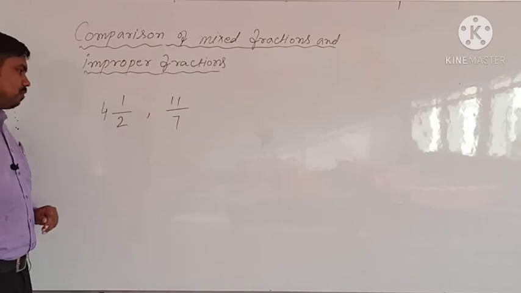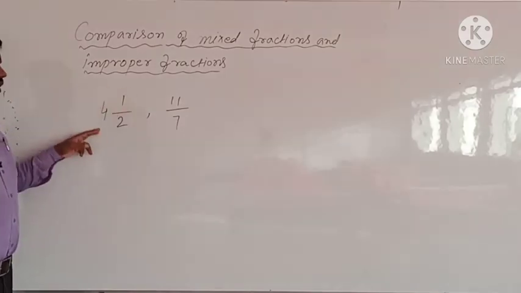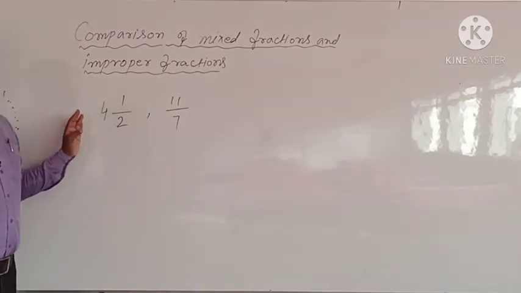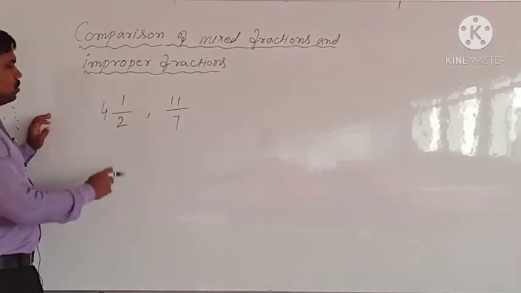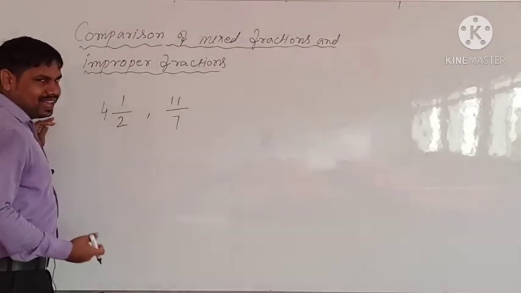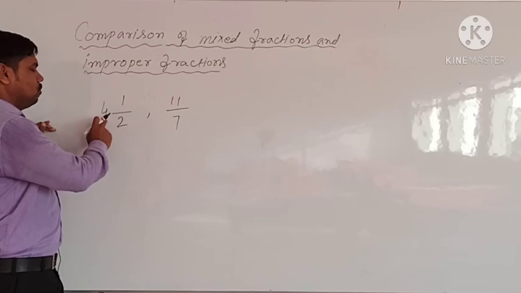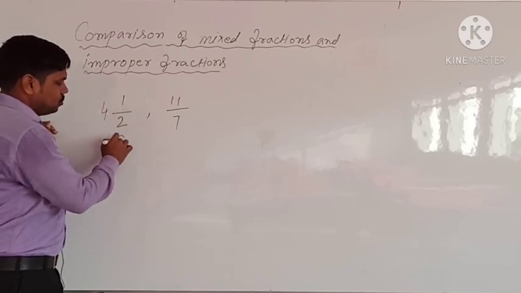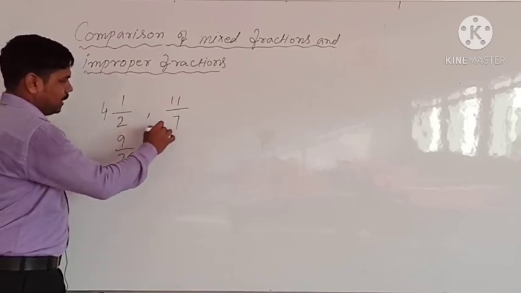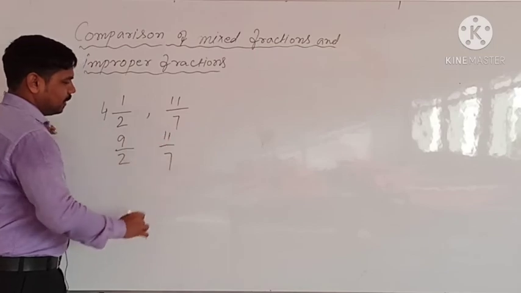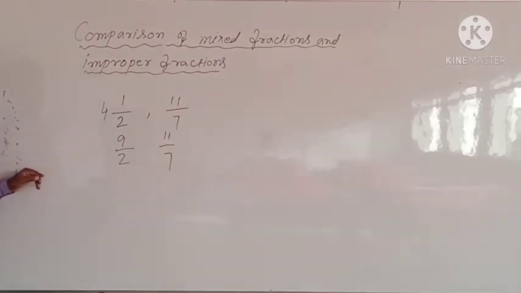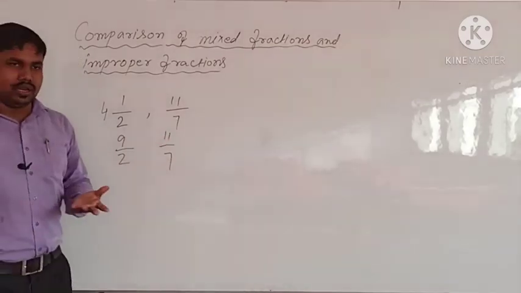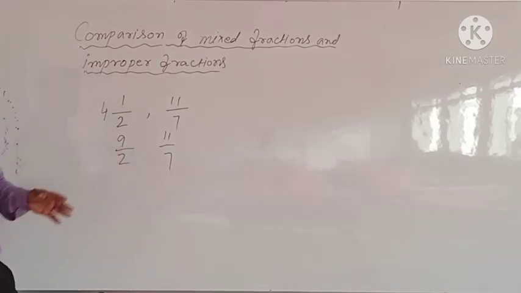So first, the most important thing is to convert this mixed fraction into an improper fraction. So 4 2s are 8, हम लोग ने पढ़ा है कैसे कन्वर्ट करते हैं. 4 2s are 8 plus 1 is 9. So 9 divided by 2, and here we have 11 divided by 7. Now we can use any one of the methods, or you can take the LCM of these two.